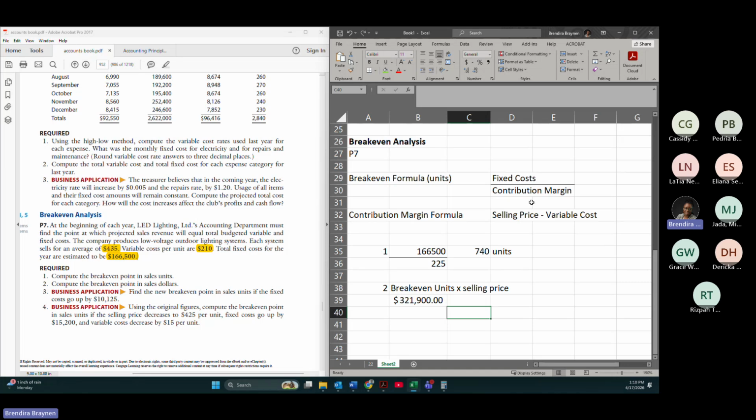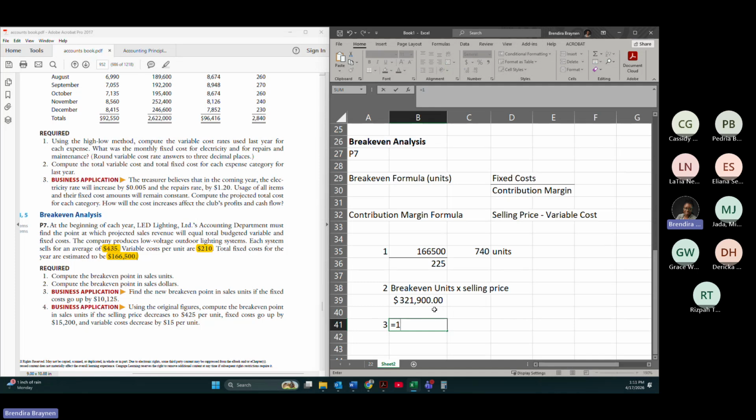So they like to give you these, and then they like to say, okay, find the new break-even point in sales units if the fixed cost goes up by 10,500. So they like to give you an alternative. If my fixed cost change, what's the new break-even? Well, we use the same formula, which is why I say you need to know the formula. We would take, but the fixed cost is just more now.